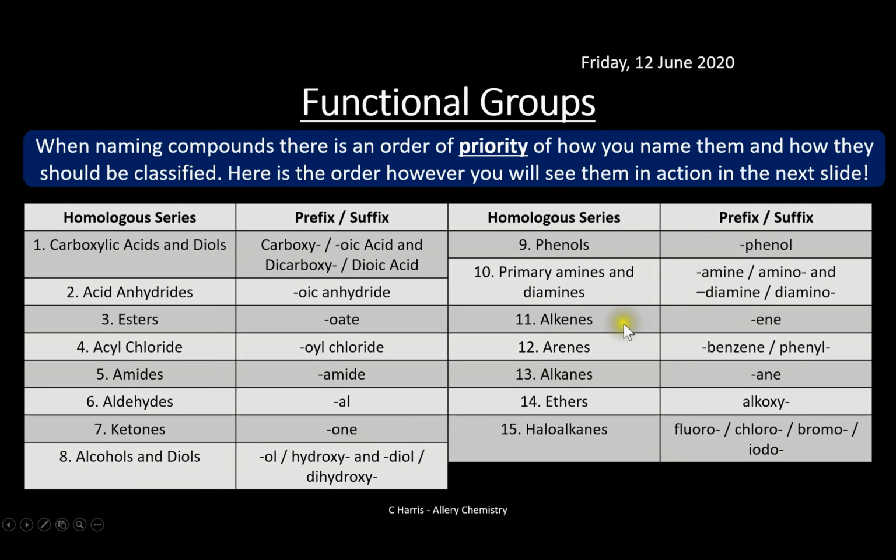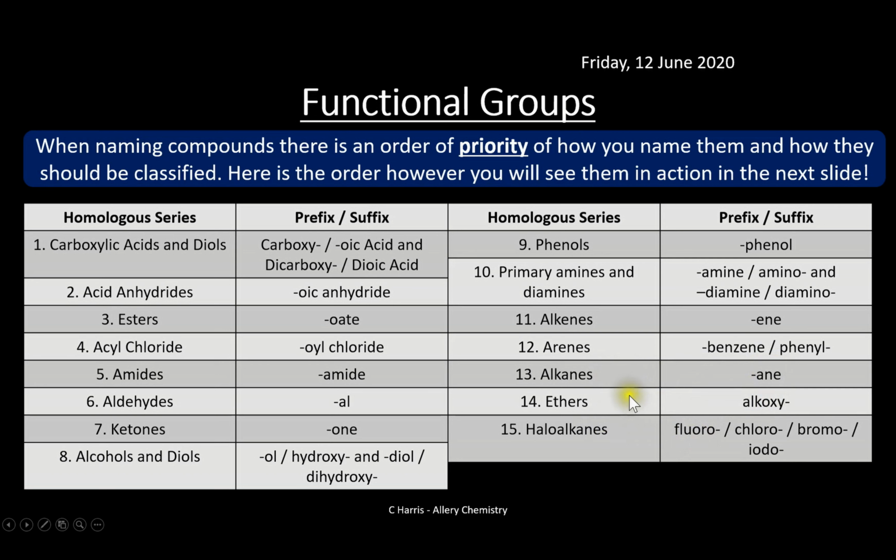Alkenes always end in ene. Arenes can either be phenyl or benzene at the end there. Okay. Alkanes can be ane. Ethers are alkoxy, and haloalkanes, these always have a prefix. These are the lowest priority.